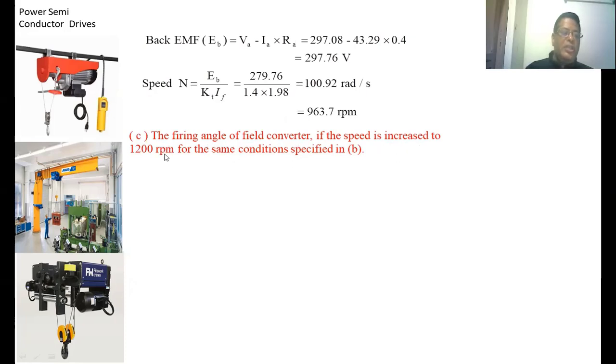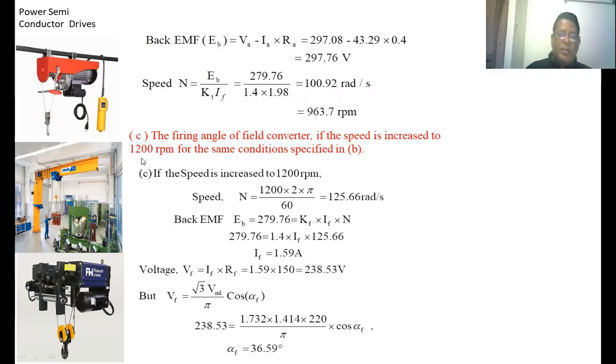So third one is the firing angle of the field converter. The speed is increased to 1200 RPM for the same conditions which are specified in part B. What are the conditions specified in part B? Same conditions, but how much firing angle of the field converter to get the speed of 1200 RPM. The speed is increased to 1200 RPM.